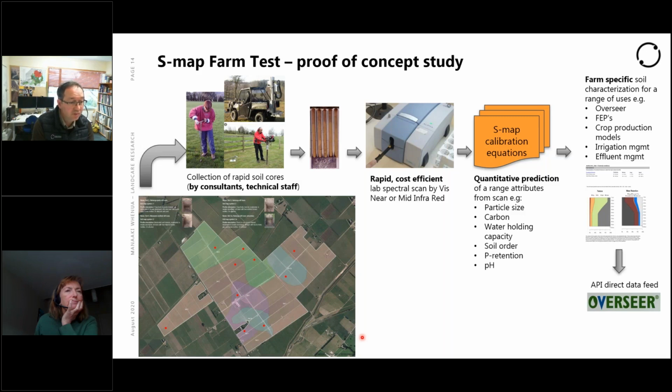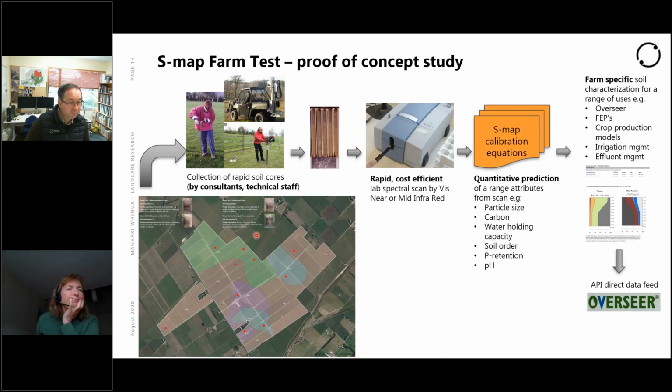So if you look at the bottom on the left-hand side there, you've got a farm map from one of our case study farms that we did there, and what that shows is that the consultant has mapped out the pattern of soils on that farm, but they're really quite limited in terms of how they characterize attributes in a quantitative manner to be able to provide key inputs into tools.